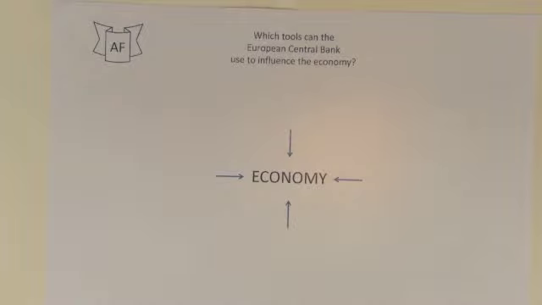The European Central Bank and the national central banks of the 19 participating member states of the Eurosystem have one objective, which is to maintain price stability in the euro area. And that simply means protecting the value of the euro. In order to do that, the European Central Bank has a variety of tools that they can use, and today we'll be looking at what those tools are.